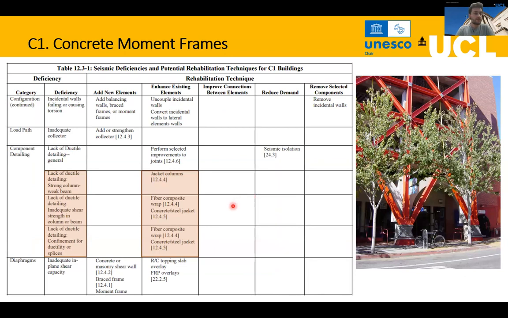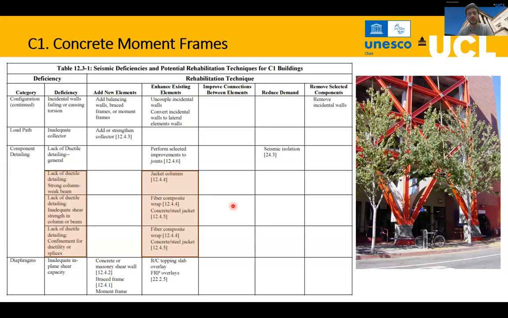Other possibility, when there are problems not with the strength or the stiffness of the complete building, but with particular elements, is the component detailing. So you can have problems related to a strong column and weak beam, or problems associated with inadequate shear strength in the columns, which is the most important, but also you can have that type of problems in the beams, or problems with the splices, that the length is not enough. And in those cases, the solution is not to add new elements, because you will still have a very weak existing element. So the solution will be the next rehabilitation technique, that is enhance existing elements.